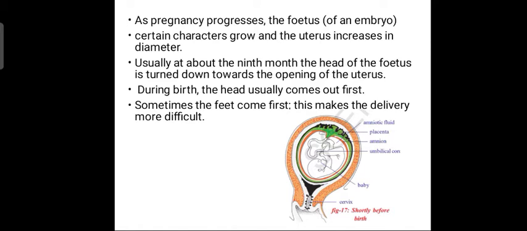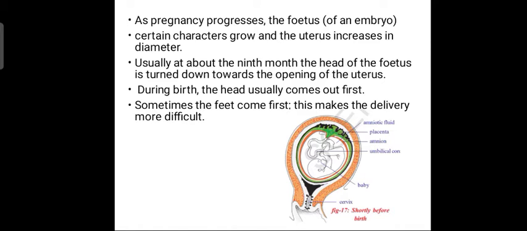As the pregnancy progresses, the embryo, from the third month, is called a fetus. So the fetus grows completely, and the baby is formed completely. As the baby develops, there is an increase in the diameter of the uterus. That means as a balloon increases when you blow air into it, in the same way, as the baby starts to grow, the uterus also increases in diameter.